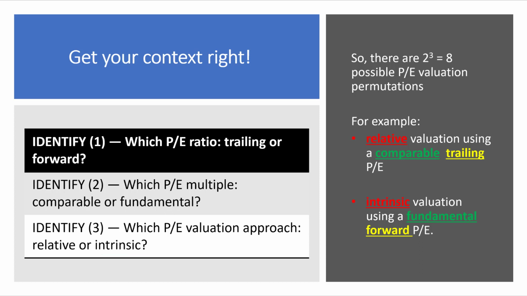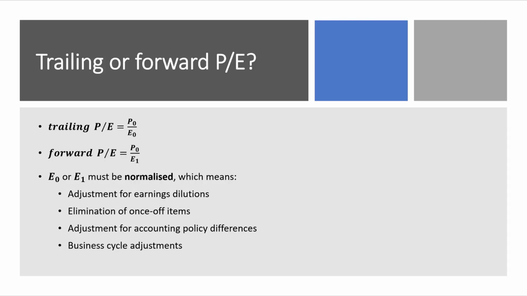Those three pairs of options create 8 different possible PE valuation permutations. You could, for example, have a relative valuation using a comparable trailing PE, or an intrinsic valuation using a fundamental forward PE. The first of those identification decisions: are you using a trailing or a forward PE?